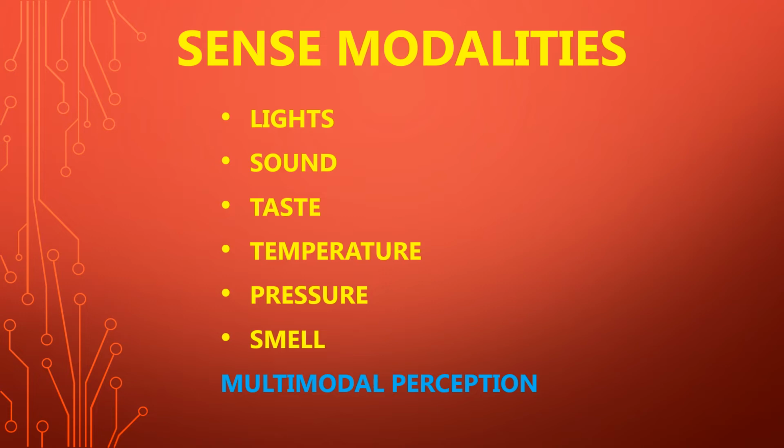Then multimodal perception. It is the ability of our nervous system to combine all of the different inputs of the sensory system to result in an enhanced detection or identification of a particular stimulus. So in multimodal perception, it will combine different inputs of the sensory system so that we will get an enhanced identification of a certain stimulus.